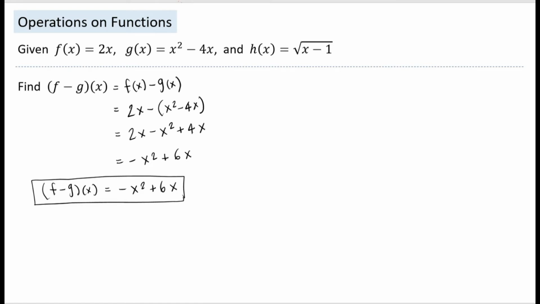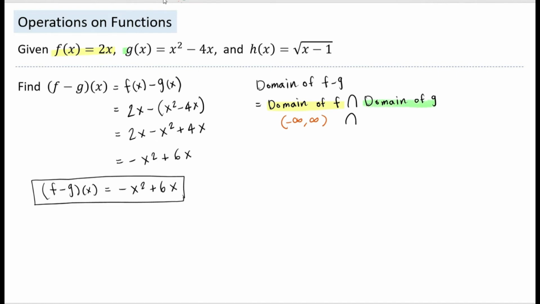Let's find the domain of f minus g, which is the intersection of the domain of f and the domain of g. The domain of f is the domain of 2x, which is negative infinity to infinity. The domain of g is the domain of x squared minus 4x, which is also negative infinity to infinity. So the domain of f minus g is from negative infinity to infinity.